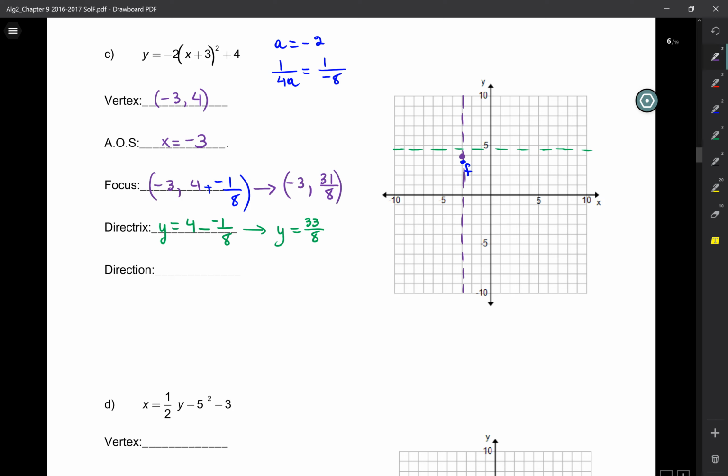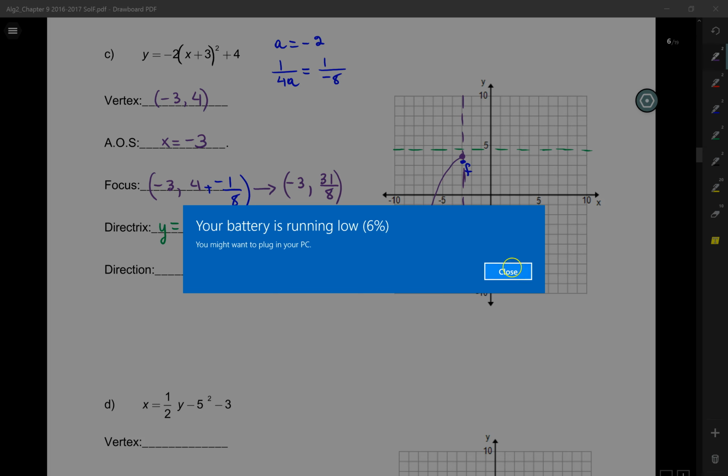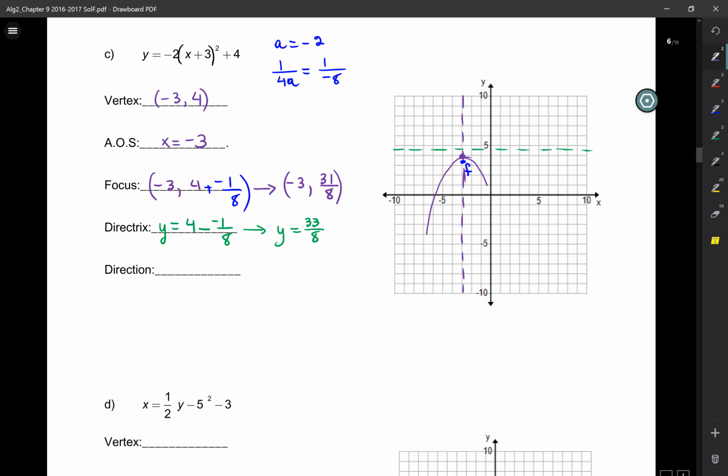And we eyeball the parabola. How come your reverse curve always runs out of battery in the first period? She doesn't charge it at night.